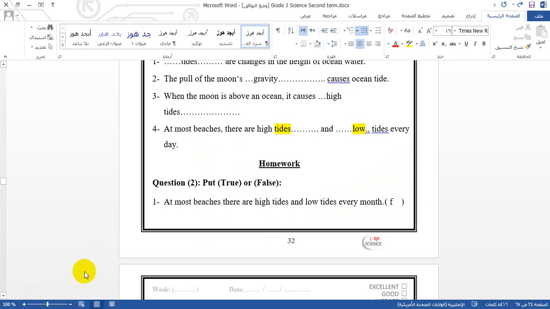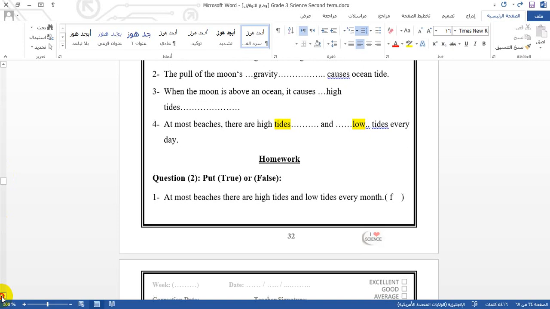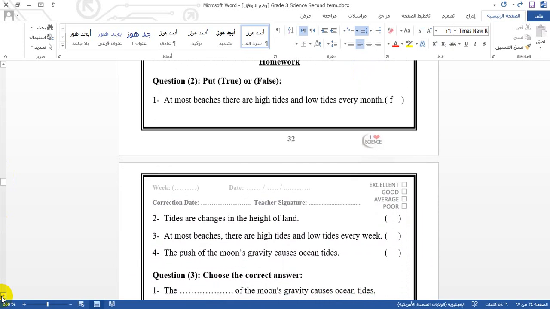By the way, we are still in page 32. Okay guys, don't forget that we are still in page 32. Now let's go to the next question. Tides are changes in the height of land. Is this false or true? It changes in the height of the land? Or water, I mean the ocean. So false. The exact answer is not land, it is ocean. For that reason, this one is false.